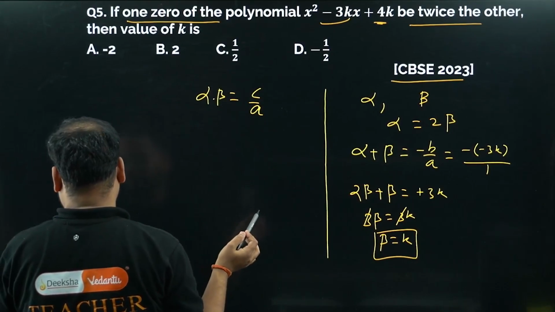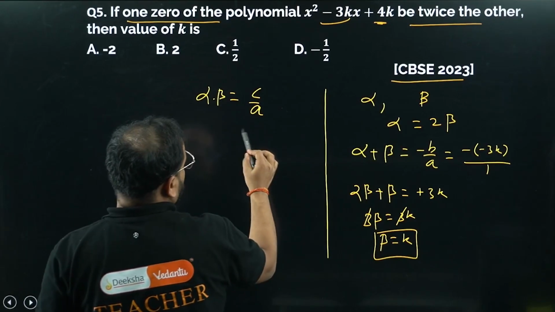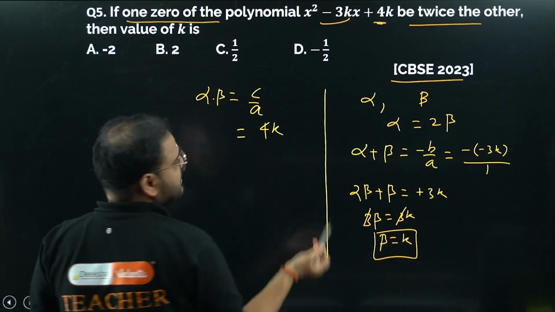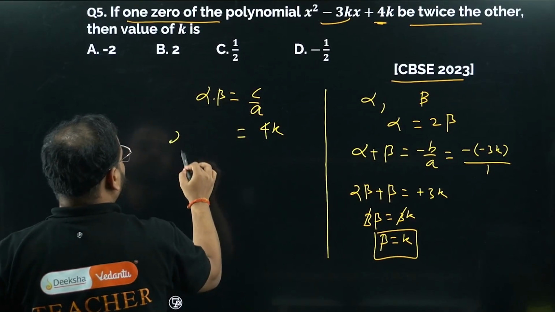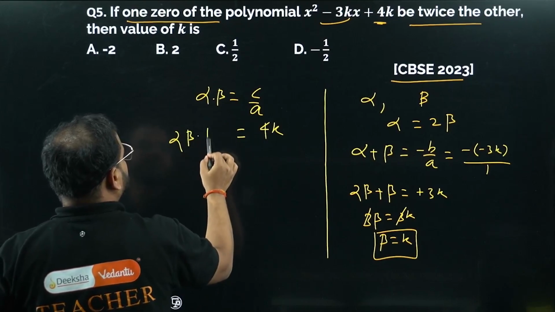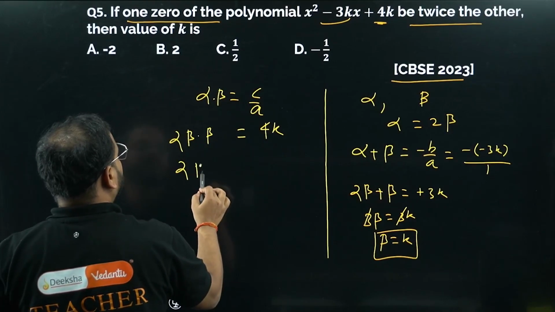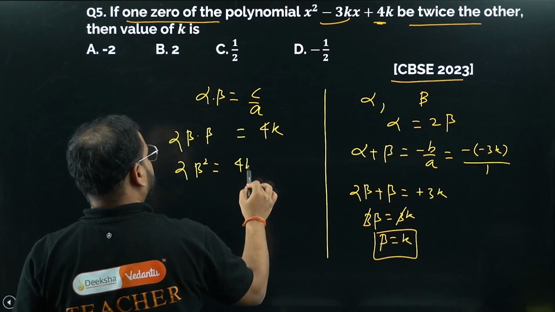That was looking confusing. 4k it's written. This is 4k. a1 by a2 is just 4k. Alpha is what? 2 beta. And beta is what? Simply beta. What I get? 2 beta square equals to 4k.